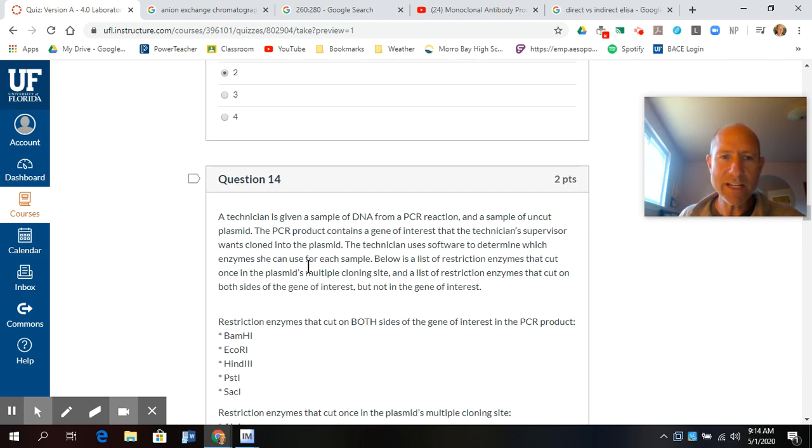Okay, 14. A technician is given a sample of DNA from a PCR reaction and a sample of uncut plasmid. The PCR product contains a gene of interest that the technician's supervisor wants cloned into the plasmid. The technician uses software, like NEBcloner, to determine which enzymes she can use for each sample. Below is a list of restriction enzymes that cut once in the plasmid's multiple cloning site, and a list of restriction enzymes that cut on both sides.